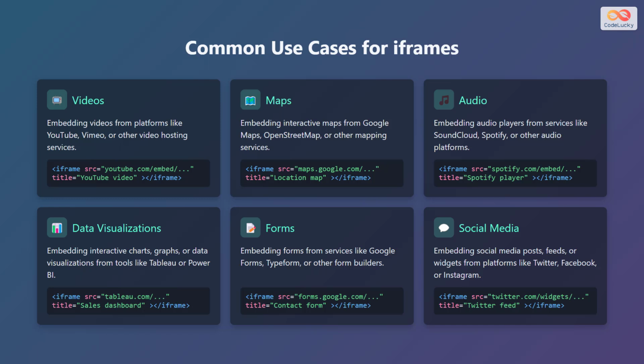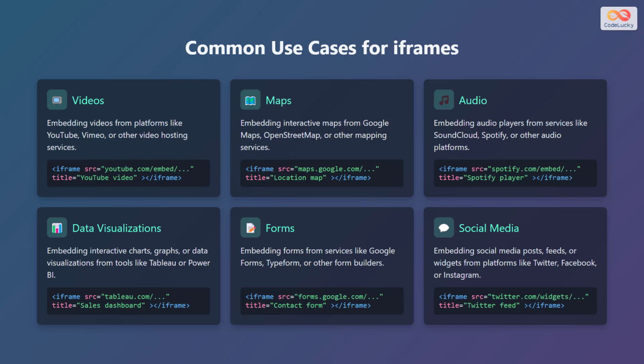Iframes are versatile and have many practical applications. Let's go over some common use cases for iframes. One common use is embedding videos from platforms like YouTube, Vimeo, or other video hosting services. The code for this typically looks like this: iframe src equals youtube.com/embed/ title equals YouTube video /iframe.